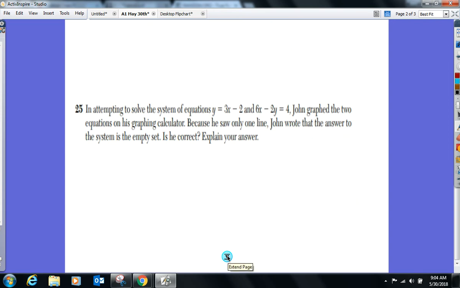Okay, let's get away from the multiple choice here for a second. Okay, John put both of these in the graphing calculator. They came out to be the same line. And he wrote down the answer is the empty set. Ooh, yikes. I don't know if you guys talked about that. Is that a familiar term this year? Okay, fine. Ready? Empty set just means there's no solutions in there. No solutions.